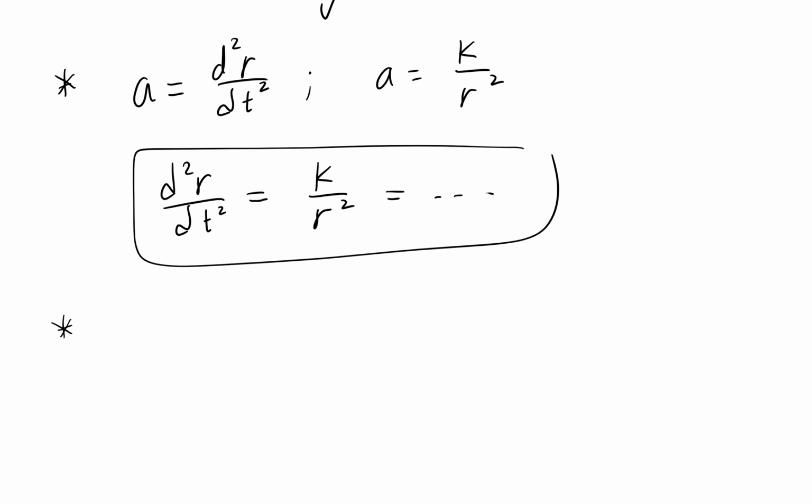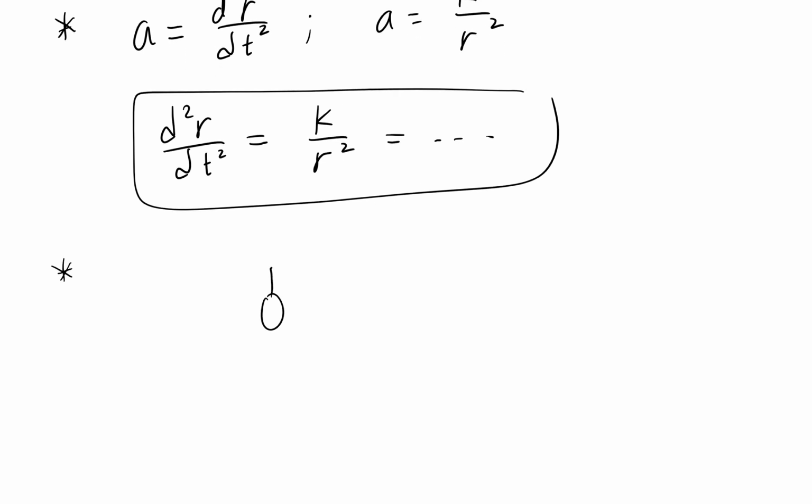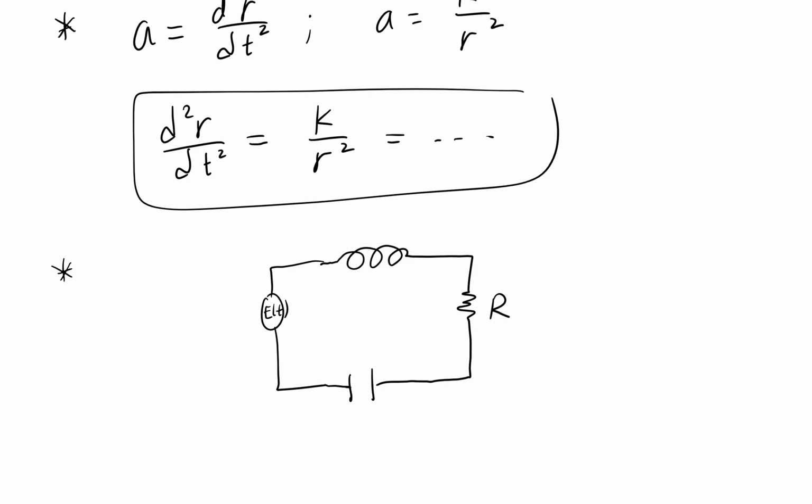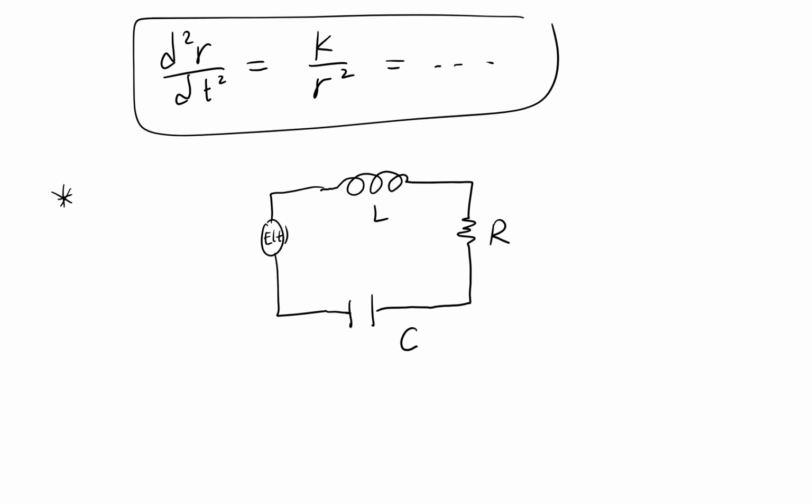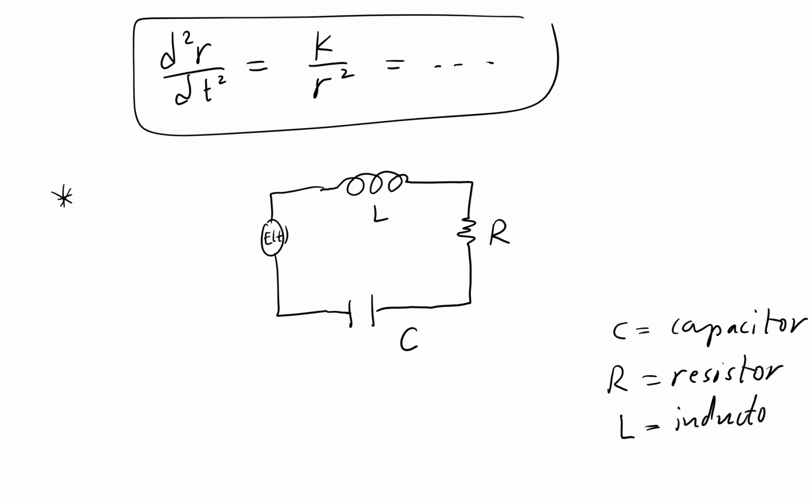The other thing good to know, E of t. So here we have R, we have L, and we have C. C is for capacitor, R for resistor, and L for inductor.